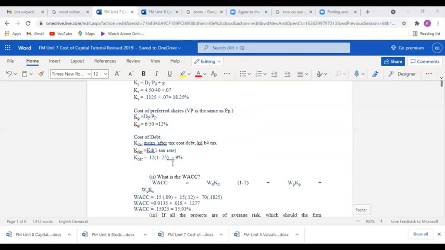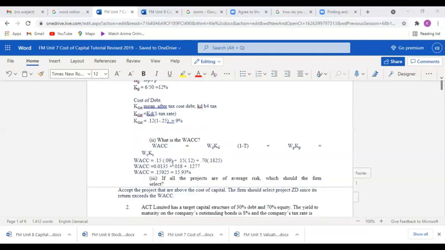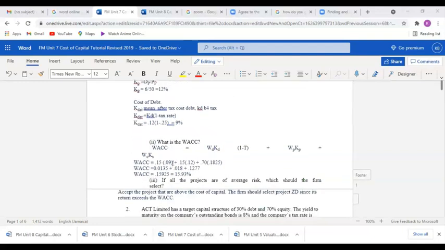Lastly, the cost of debt, which equals Kd (1 minus the tax rate), which is 0.12 times (1 minus 0.25), which equals 9%. I'll be turning over to Jason and he'll be doing the WACC.